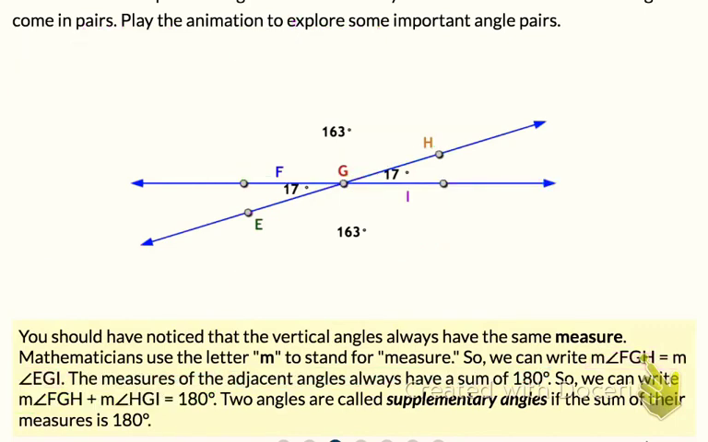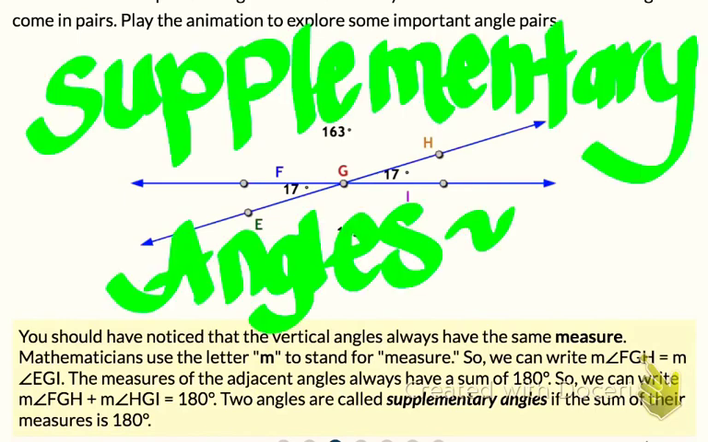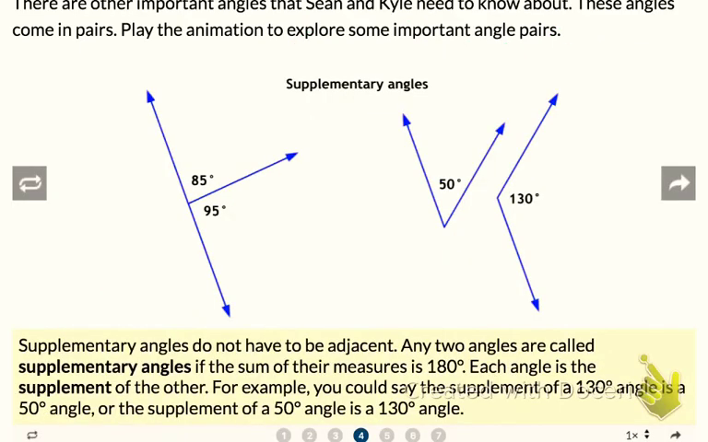And we call these supplementary angles. Another thing to note about supplementary angles is that they do not have to be adjacent to each other. So any two angles are called supplementary if their sum, which is when you add them up, is equal to 180.